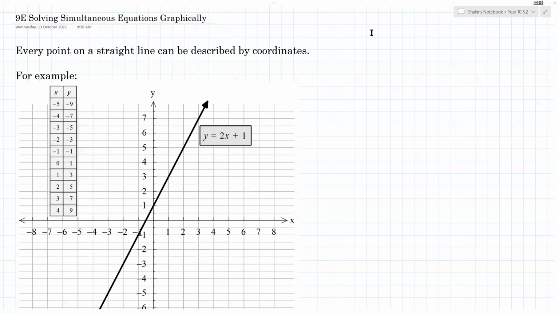Welcome to a lesson on simultaneous equations, solving simultaneous equations graphically, which is exercise 9E of our current textbook, the Cambridge One. So let's get started. Now, I'm going to start from the basics, I guess.